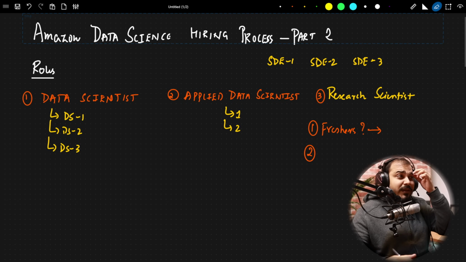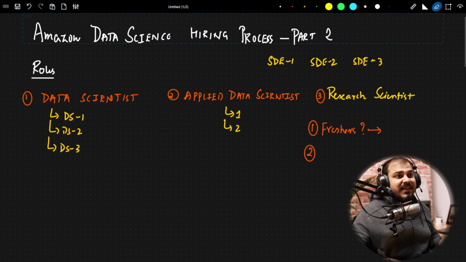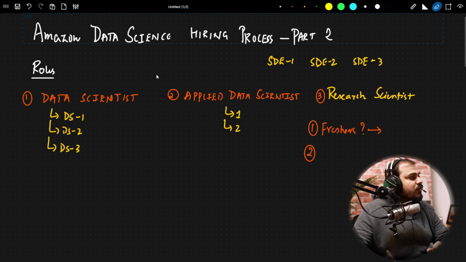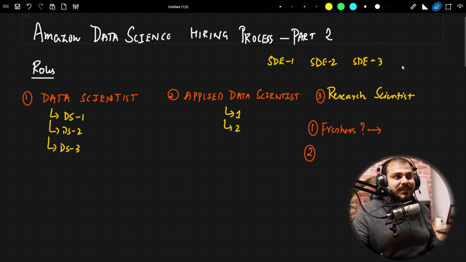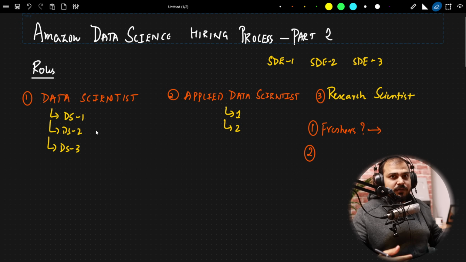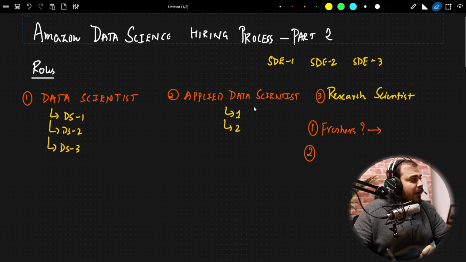Okay. Now, with respect to Amazon data science hiring process, there are three specific roles that you get hired for. One is data scientist, one is applied scientist, and one is research scientist. I'll talk about the differences between these. Okay. Data scientist, again, there will be separate levels, like how we have SDE1, SDE2, SDE3. Here you have DS1, DS2, like different years of experience. Based on that, you get those specific roles. In the applied scientist also, you get different levels, like applied scientist 1, 2, like that. Okay. And similarly with respect to research scientist.